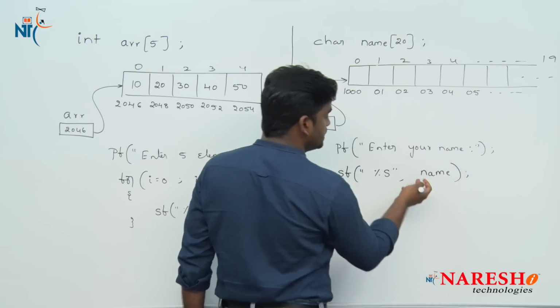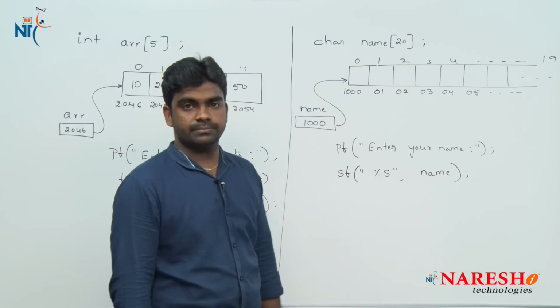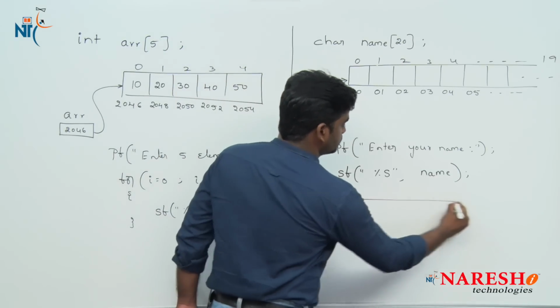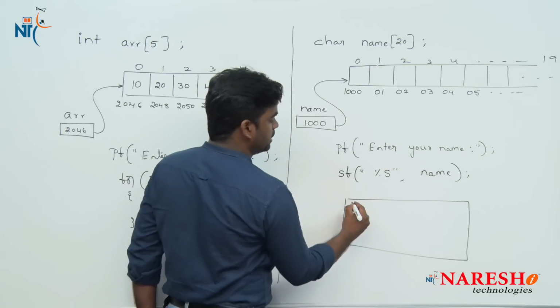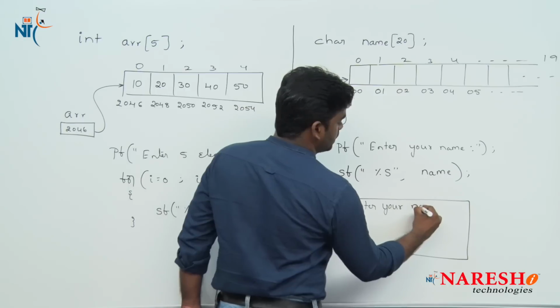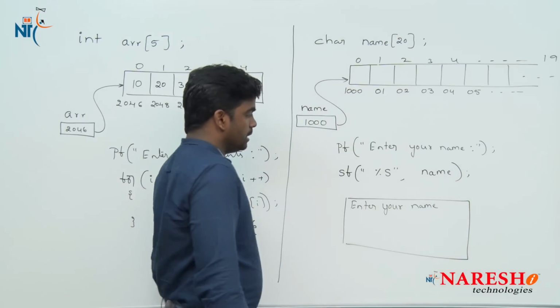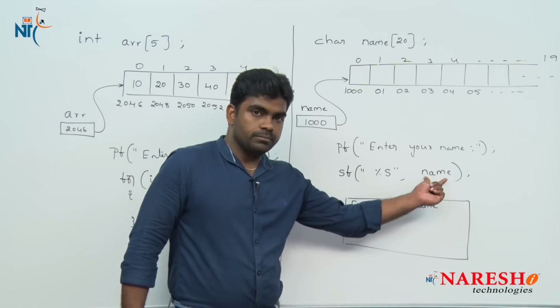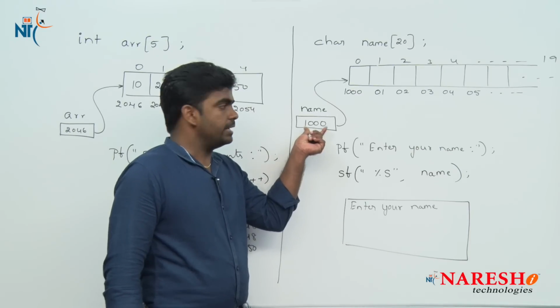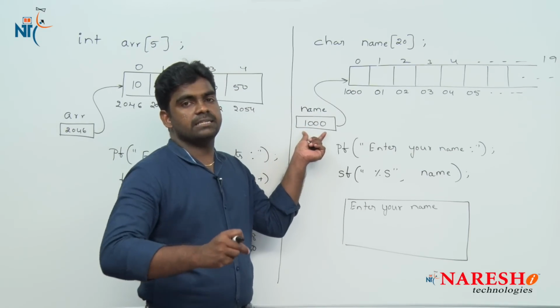And here only name we are giving. Sir, at least the address operator you have to write? No. Reason: on the console, whenever this message enter your name is printed, we are giving that name. So name already means the base address. Name contains what? The base address it will contain.